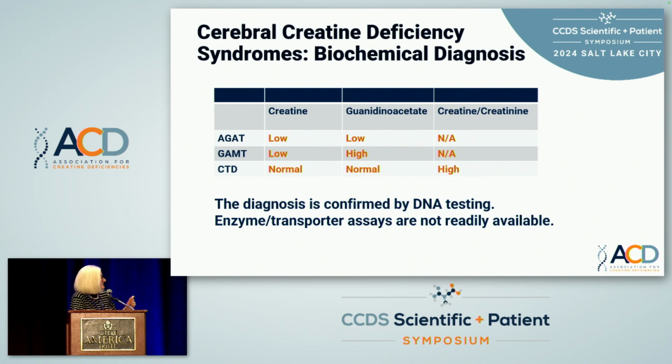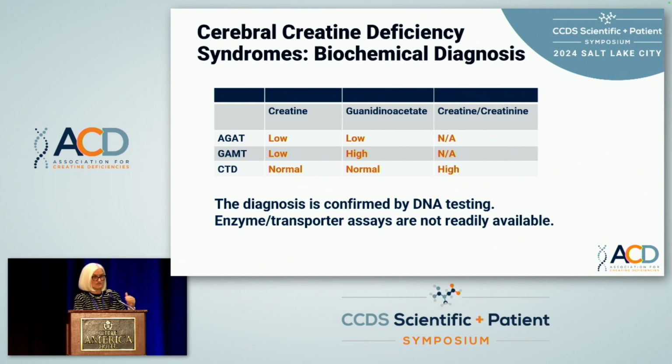So in plasma, you can see guanidino acetate is going to be very low, creatine is going to be very low. And this is true even in the urine. In my experience, we can see how low is guanidino acetate. It can be close to zero, so really very low.